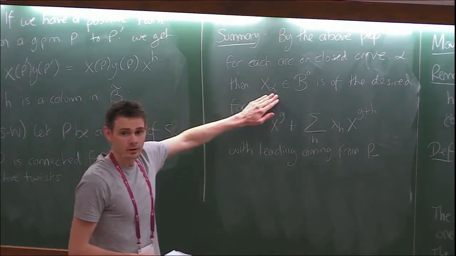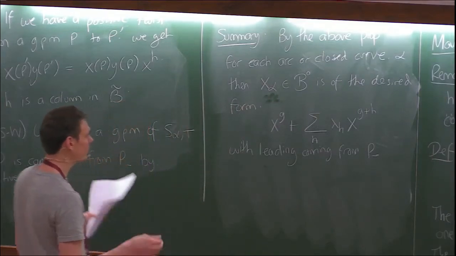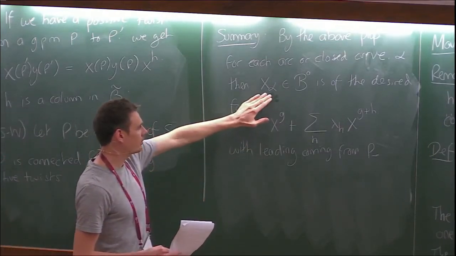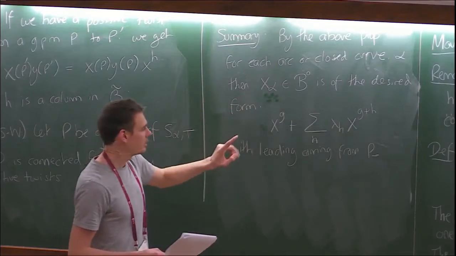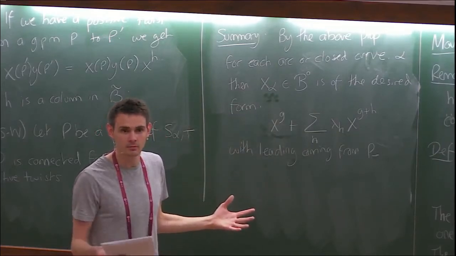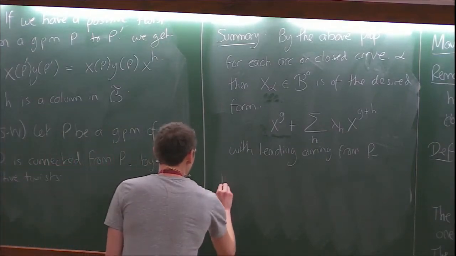So this is quite a lot of elements in our basis, but not all, because we needed to take all non-intersecting collections of arcs and closed curves. But if we have this on the level of arcs and closed curves, we could take a product. If we take products of anything of this form, we again get something of this form. And so in that sense, we're done. We were able to write every element in B circ in this form. And now we have to check this uniqueness property, uniqueness of the leading term in some sense.